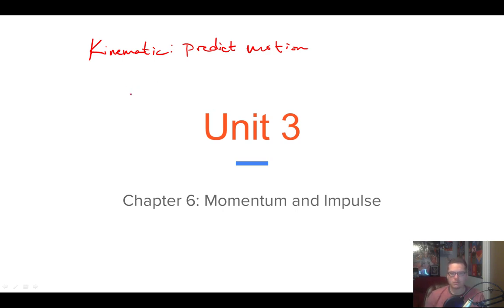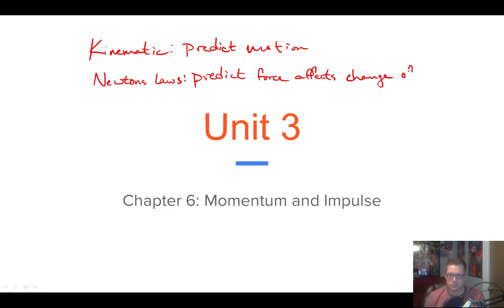And then we talked about Newton's laws. Okay, right, in Unit 2 we talked about Newton's laws. And Newton's laws allowed us to predict how force affects the change of the motion, right? And then in this chapter here specifically, we're talking about momentum and impulse. Okay, momentum and impulse allow us to figure out exactly how the duration of the force on a collision or some sort of action affects the motion.